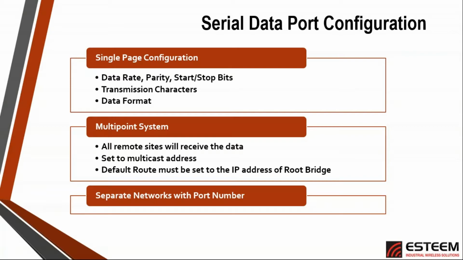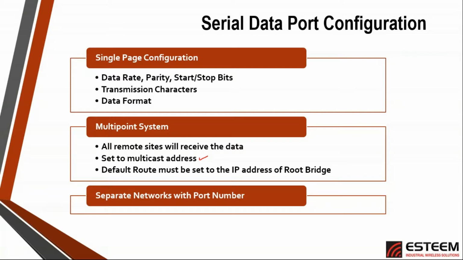In a multi-point system, essentially all remotes will receive the data. It is just set as a multicast address. The multicast address that we use by default will push through any routers and firewalls. You can use a different type of multicast address, but the one that we have will push through just about everything.